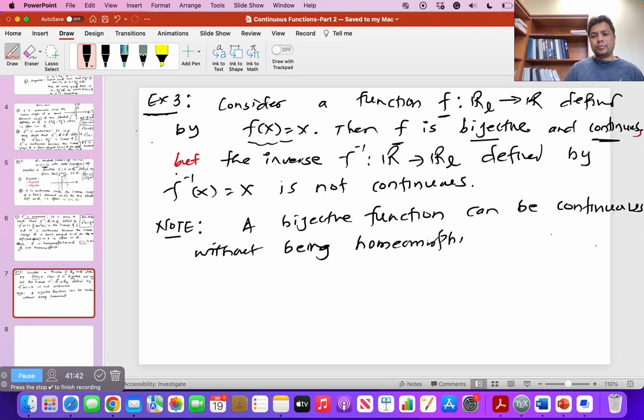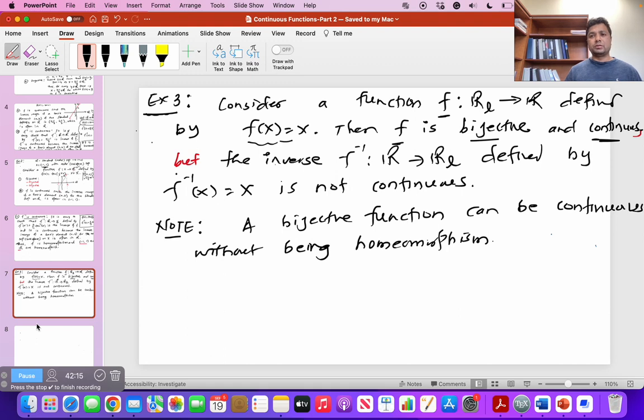So that means if you have a bijective continuous function, it is not mandatory that the function has to be a homeomorphism. All right. So far I gave you the definition of homeomorphism, and then I gave you some examples of homeomorphisms, and also an example of a bijective continuous function which is not a homeomorphism.